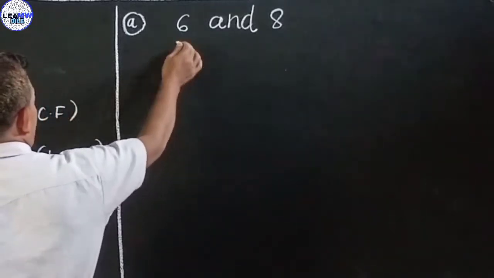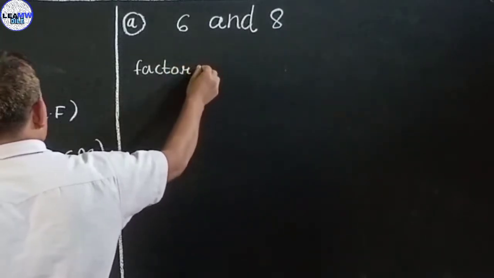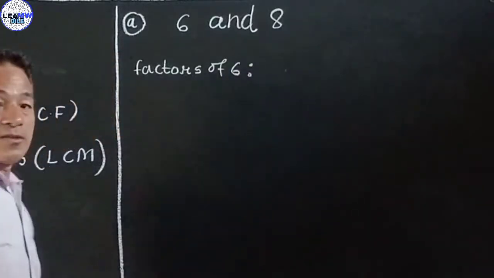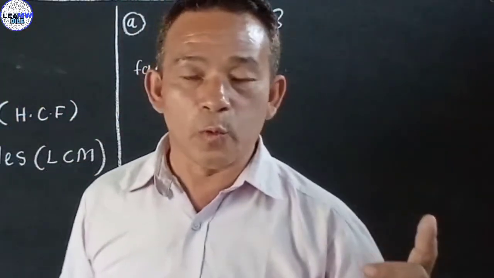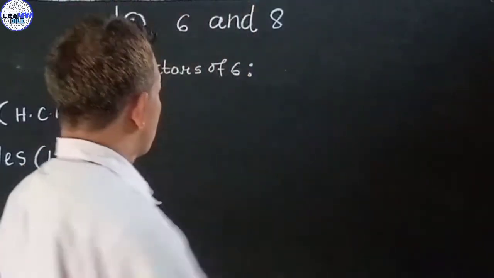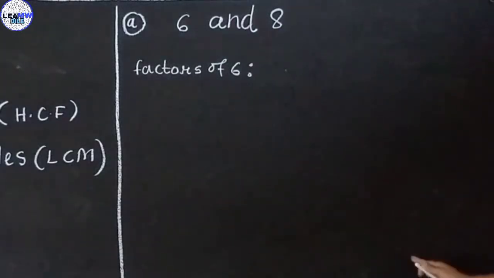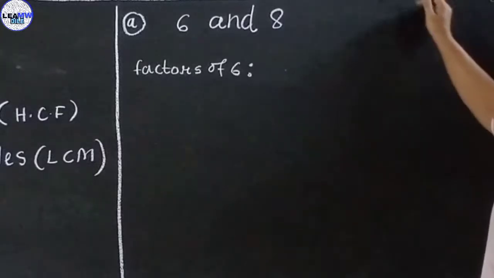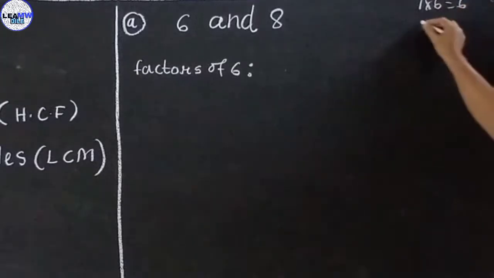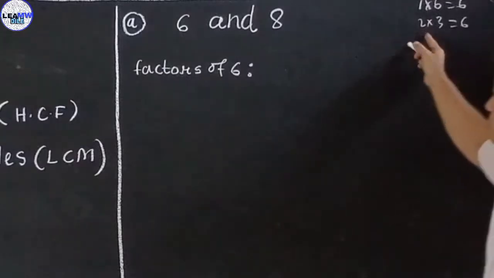First we will write the factors of 6. There is a procedure, a rule or a method to find the factors of a given number. So how do we find the factors of 6? I am doing the rough work here. First you write 1 times 6 is 6, then 2 times 3 is 6, so this much only.